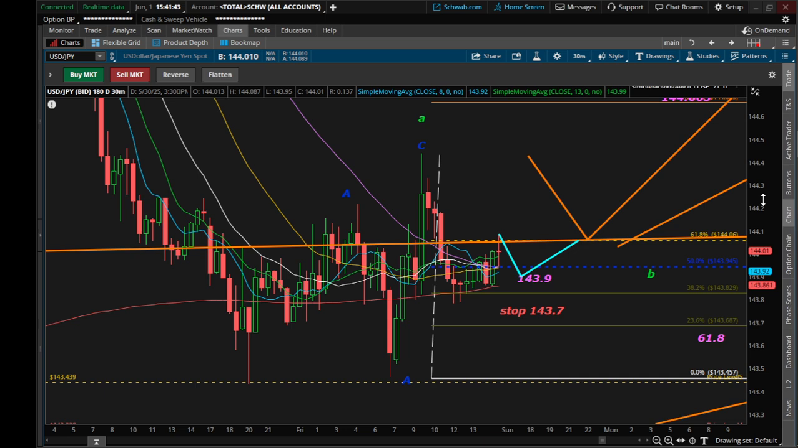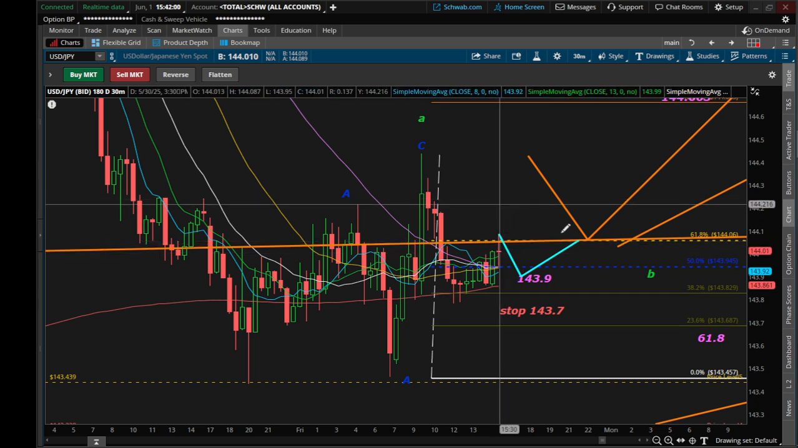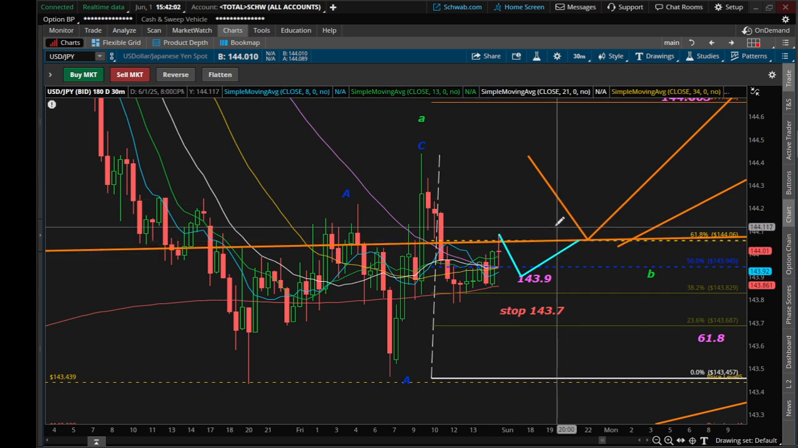So originally I did have a target of 137. I think we had come close to it. I mean, I gave that target 6 months ago, so it's been a while since I've done a reading on this US dollar Japanese yen spot. So this is my update, and like I said, there is still an alternate count to where we could see a low. I don't even want to give a target yet, but it would be lower than 140.